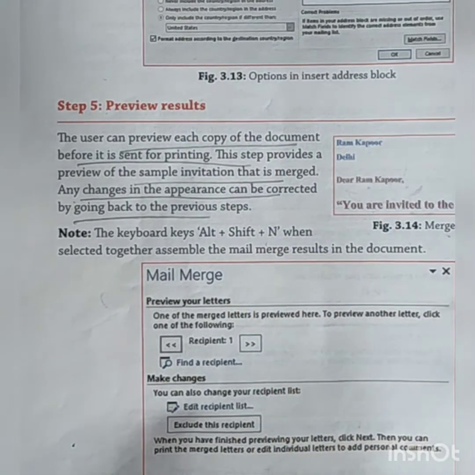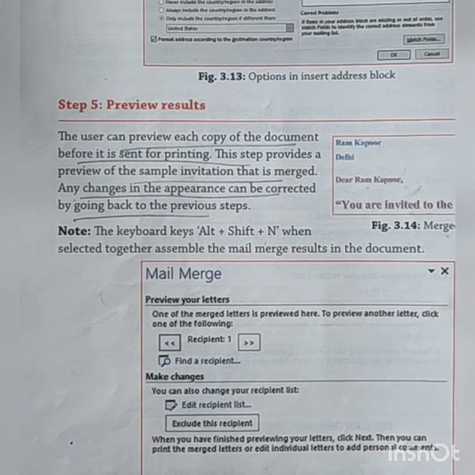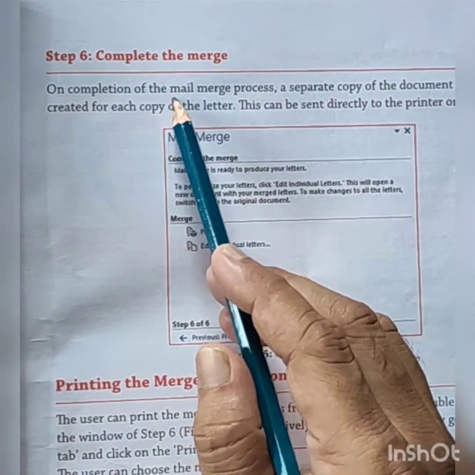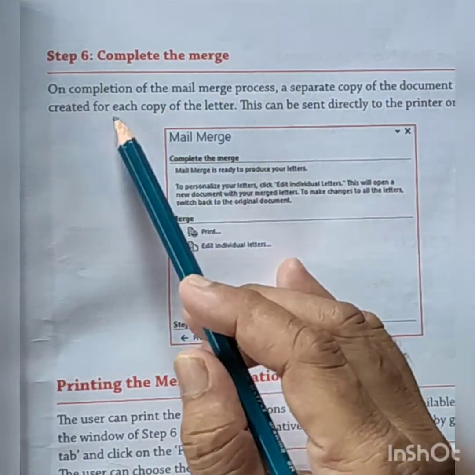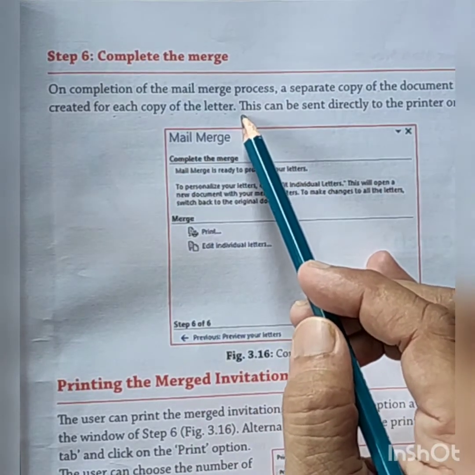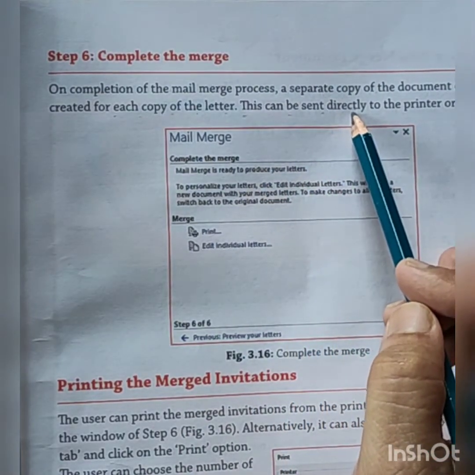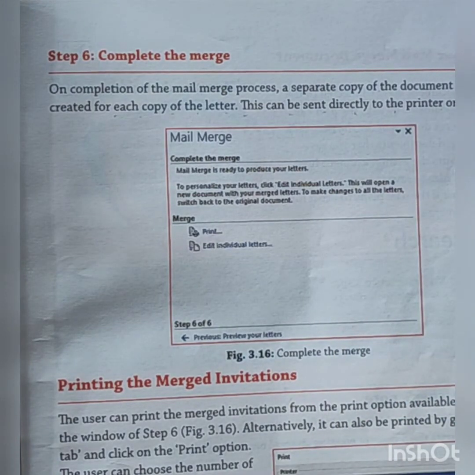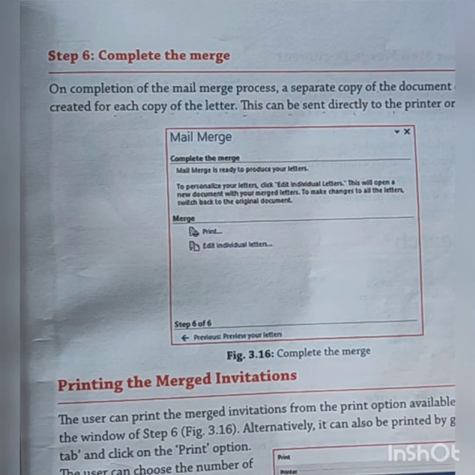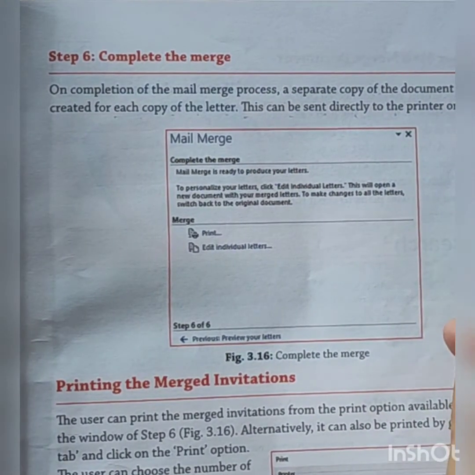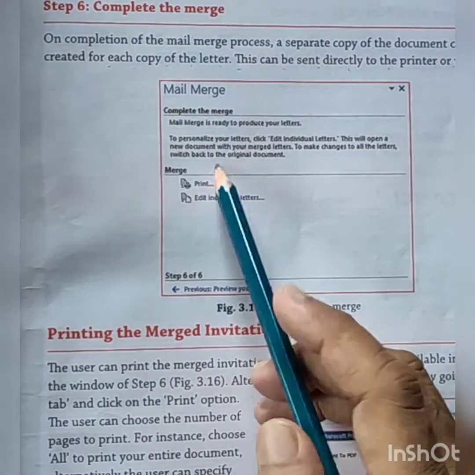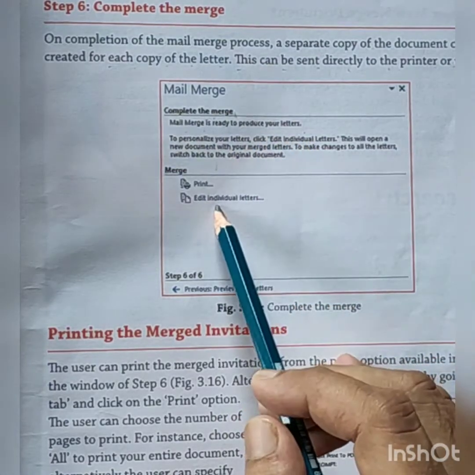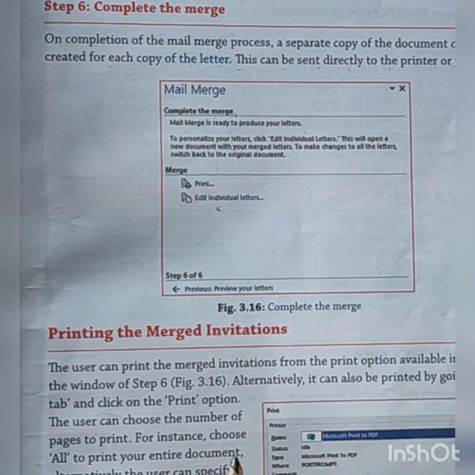After preview option, we can complete the merge. How can we complete? On completing the mail merge process, a separate copy of the document can be created for each copy of the letter. This can be done by the printer or via email. So after completing this, we can make the hard copy through printout, or we can send through the mail. Which one is the suitable option? We'll prefer this one, mail merge, complete the merge. Mail merge is ready to produce your letter, or you can send it individually by mailing.